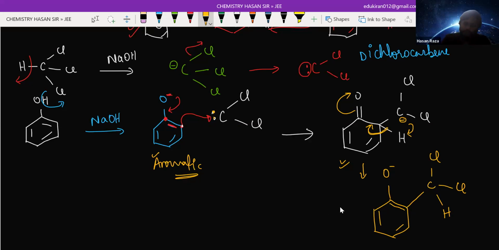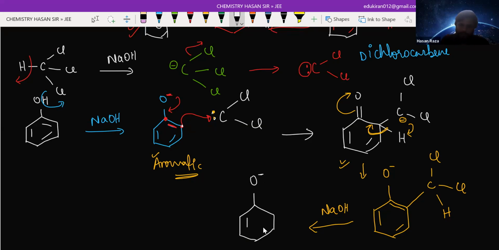Yes, sir. Now, after this, NaOH comes into play again. What will happen? Again, 2 or 3 arrows move. Basically, here, can I write like this? Just wait a minute. After attacking this, 2Cl, one hydrogen is there, and O negative is there. Now, when it reacts with NaOH again, it becomes like this. O negative is there.